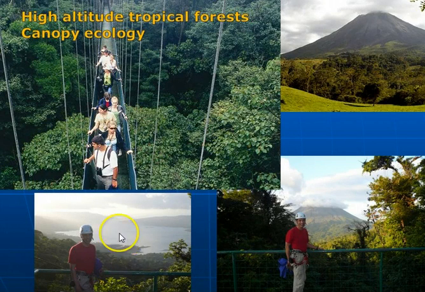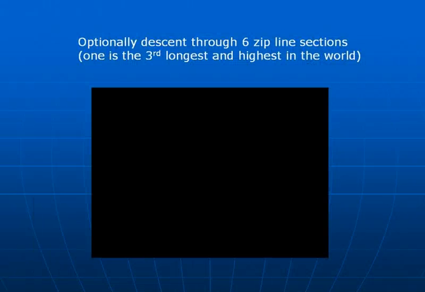Also, we will use this visit to see Lake Arenal from the outlook, and you have an idea of how vast this is. This is one of the largest artificial lakes in the world that was created for the purpose of transferring water from one region of the country to the other. From the top, you can descend using the same tram that takes us up, or optionally you can descend through 6 zip lines. One of them is the third longest and highest zip line in the world. You will be going over a gorge about 600 to 800 feet high above the ground.